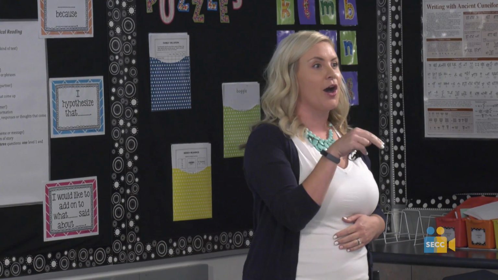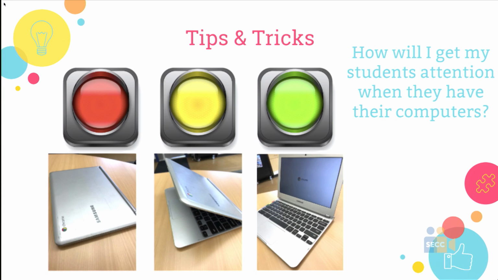Another question is, how will I get my students' attention when they have their computers? So right now, I see that most of your computers are green. Where are your eyes? On your screen. So when you're green, your eyes are on the screen. Students have full access to their computers. Their eyes are on the screen. You're not going to connect with them because their eyes are on the screen.